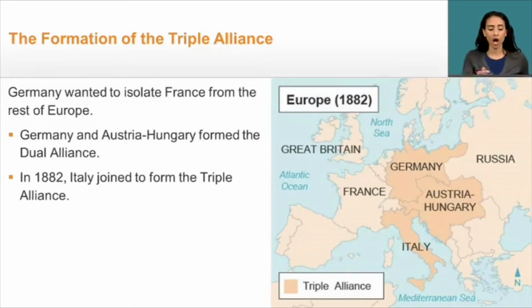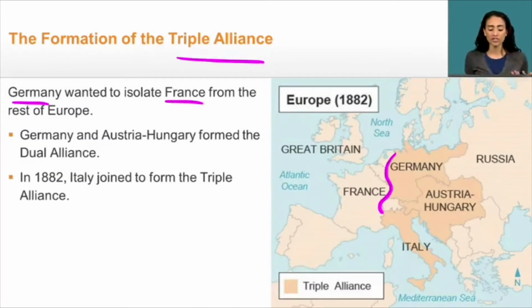The first one we'll talk about was called the Triple Alliance, and it started when Germany wanted to isolate France from the rest of Europe. There was a long-standing tension between Germany and France. It had a lot to do with the border region here, where they had a conflict over certain areas and which country they belonged to.